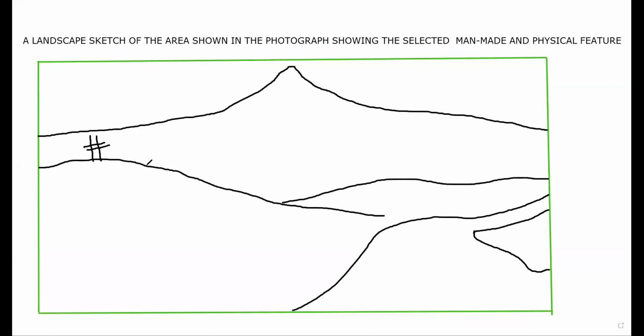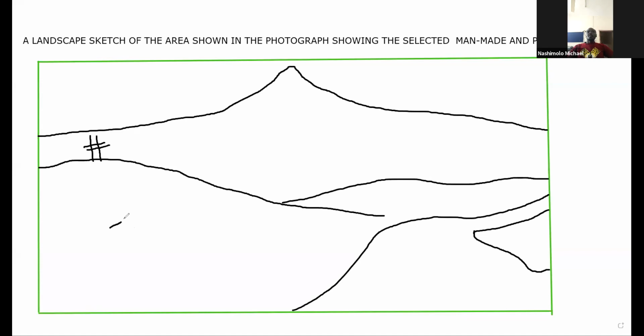Mr. Nashmol, you can continue. Okay, so I've represented a communication mast. Then I want to represent a building, because we have one right here. I can simply draw a structure of a building. Let me place it at the right position. Here I have this structure of a building. I hope we're able to see it.